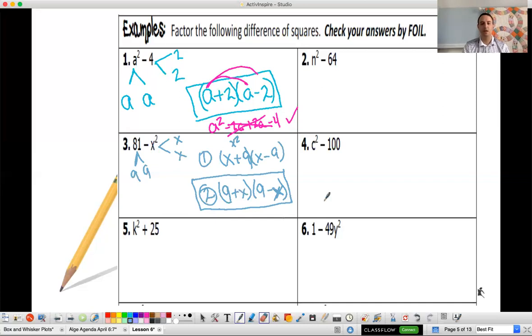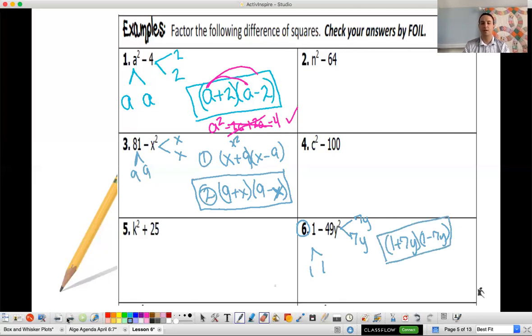Okay. All right. The last one we're going to touch on this page is number 6. The square root of 1 is just 1. I love that one. Now this time I've got both a variable and a number and a coefficient on my second term. So we just do them separately. What's the square root of 49? 7. Yeah, so I've got 7. And the square root of y is just y. So I'm left with 1 plus 7y and 1 minus 7y is my answer. Those are my factored out versions.